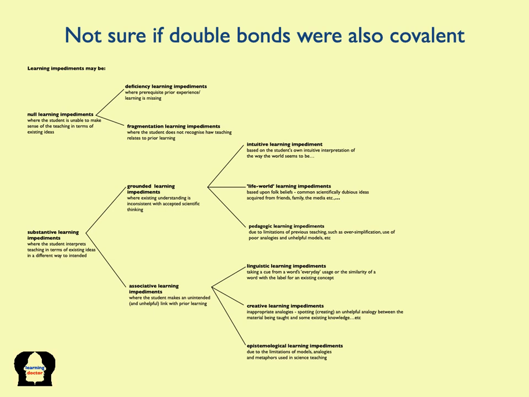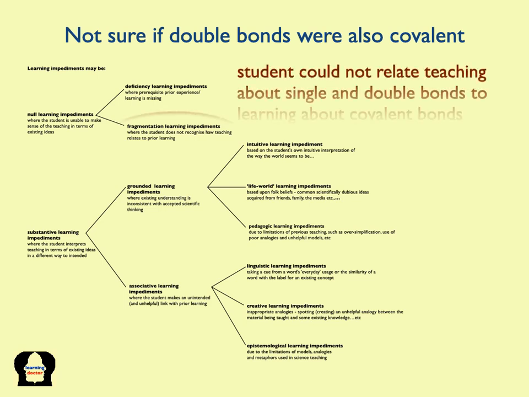Here, there was a kind of fragmentation learning impediment, as the student was not able to link up learning from the different parts of the course, as she had not appreciated that the bonds referred to in organic topics were covalent, as either the teacher had not made this explicit or this had been missed.